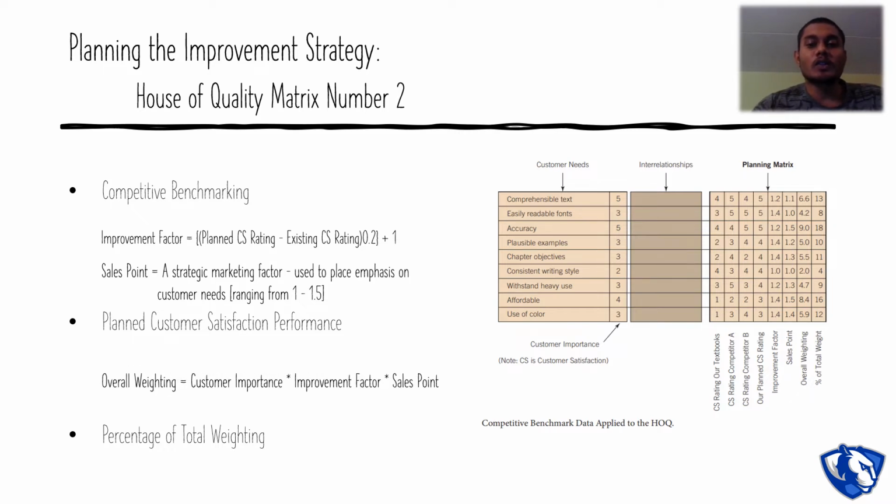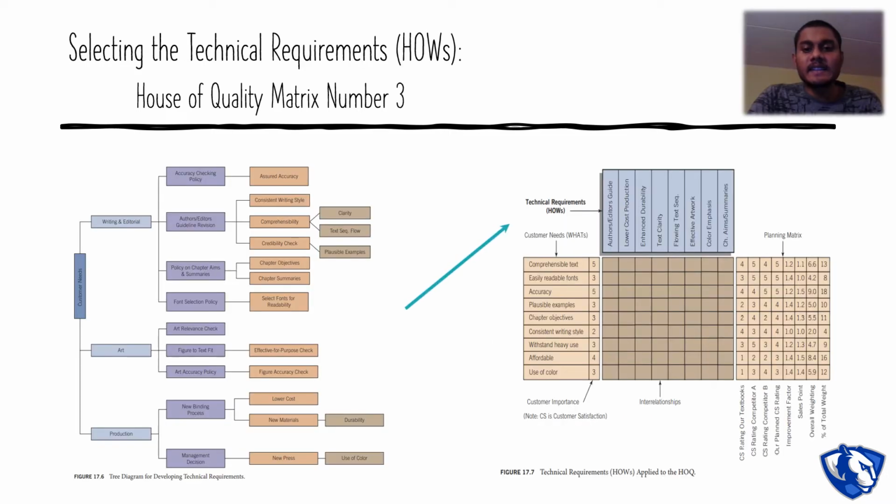Percentage of total weighting. Next, we convert the overall weightings to percentages in order to better understand how much of the design or improvement effort should be placed on each and every customer need. In this slide, we will see, in order to satisfy each and every customer's need gathered in the whats section, we create technical attributes to respond. It can be referred to as the voice of the company.